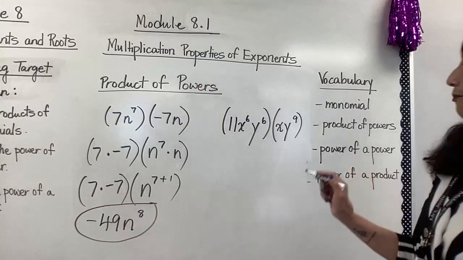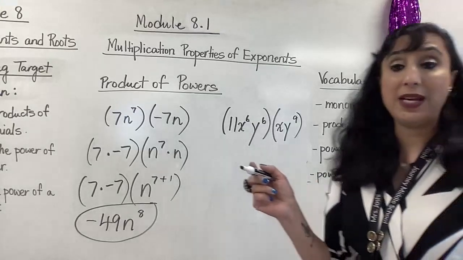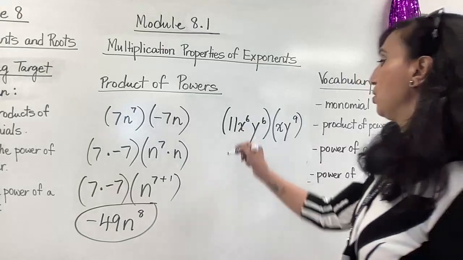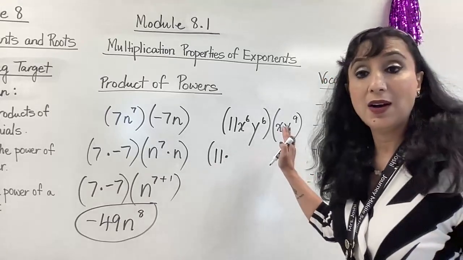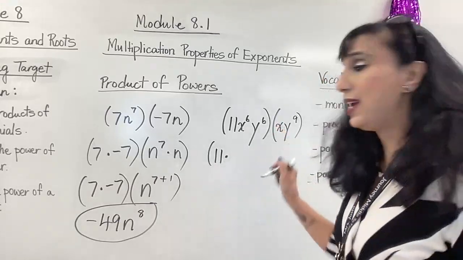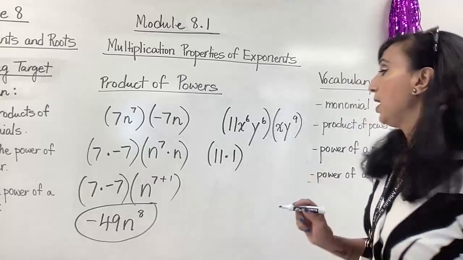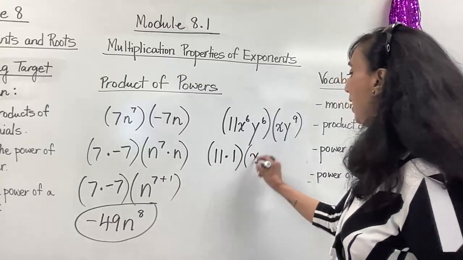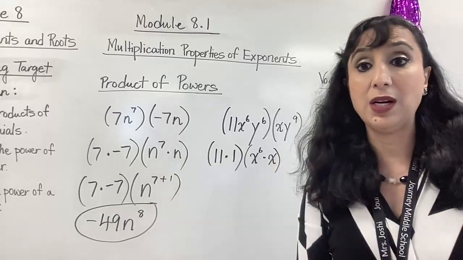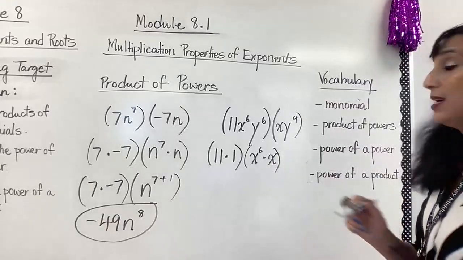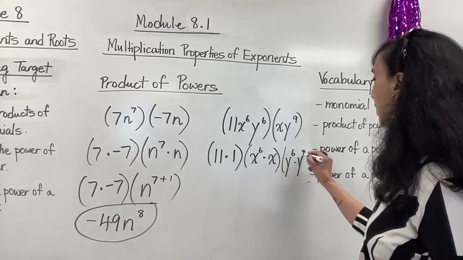Same thing here. We are first going to again group the same bases and the coefficients. Okay, so this is going to be 11 times, there's nothing here, it means what? 1, right? So 11 times 1, because that's what the coefficient is over here, and then I have times x to the 6th power times x. So we are grouping our common bases, right? And then we have y to the 6th power times y to the 9th power.